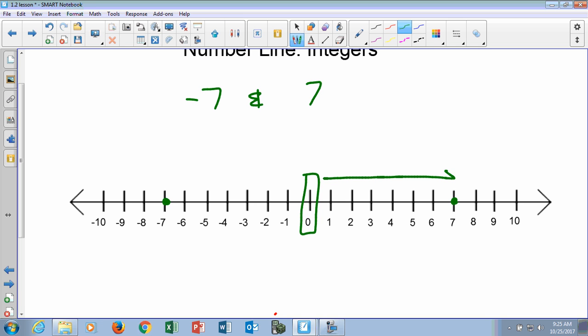Anything to the right of 0, our numbers get bigger, right? As I go to the right on a number line, my numbers are increasing. Anytime we go left on the number line, they get smaller. So we know in positive numbers, 12 is bigger than 10. In negative numbers, -12 is actually smaller than -10 because it's further left on the number line. Does that make sense? Okay.